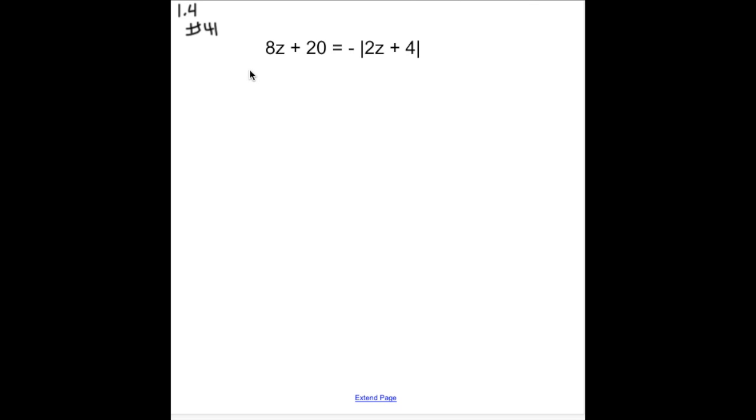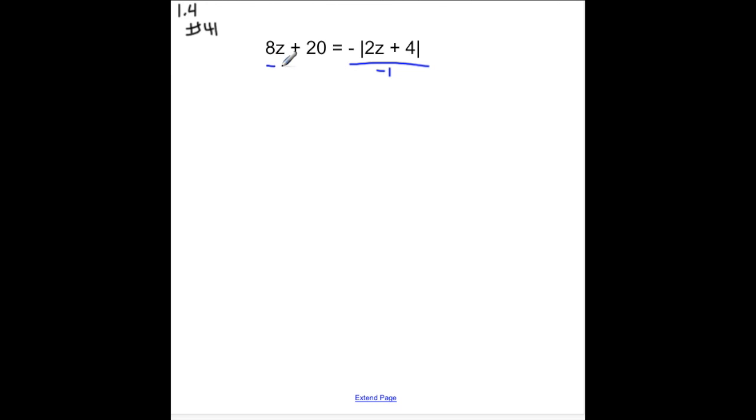Okay, so this is an example from the book. This is lesson 1.4, number 41, and this is just another absolute value example. Here you're going to notice that you've got the absolute value on the right-hand side, which won't really change much of anything, but we do have this negative sign in front, so we need to take care of that first. So I'm going to divide both sides by -1.